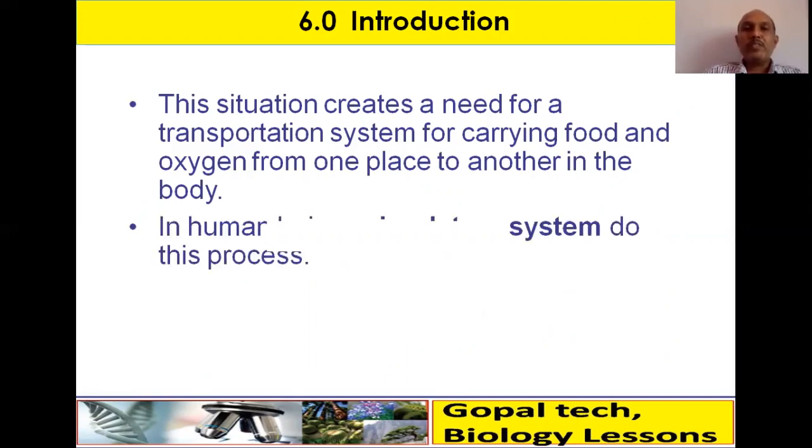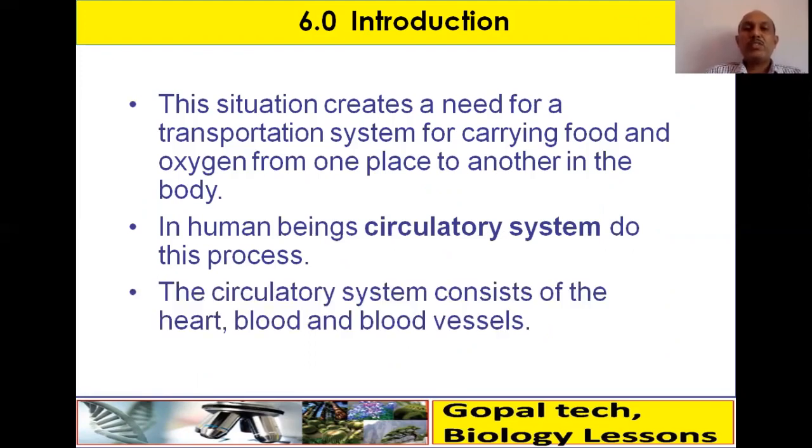So in human beings, there is a circulatory system to do this process. The circulatory system consists of the heart, blood, and blood vessels. Now try to learn each and every part in detail.